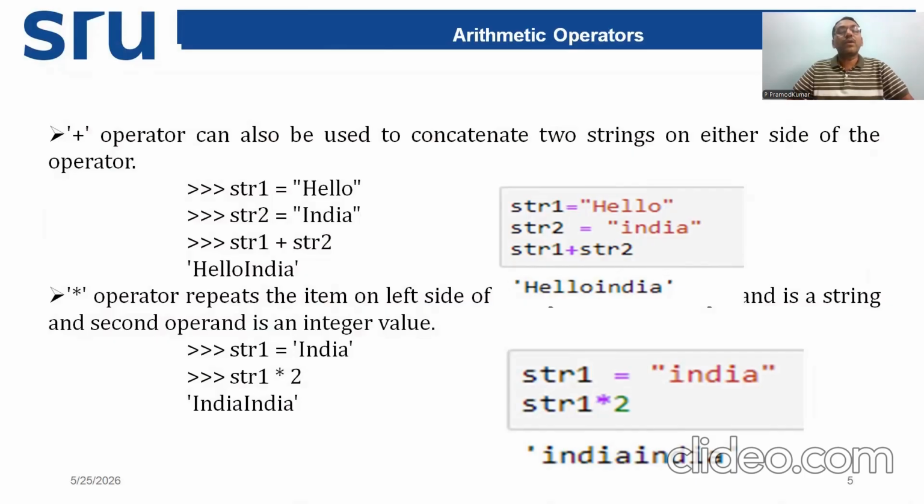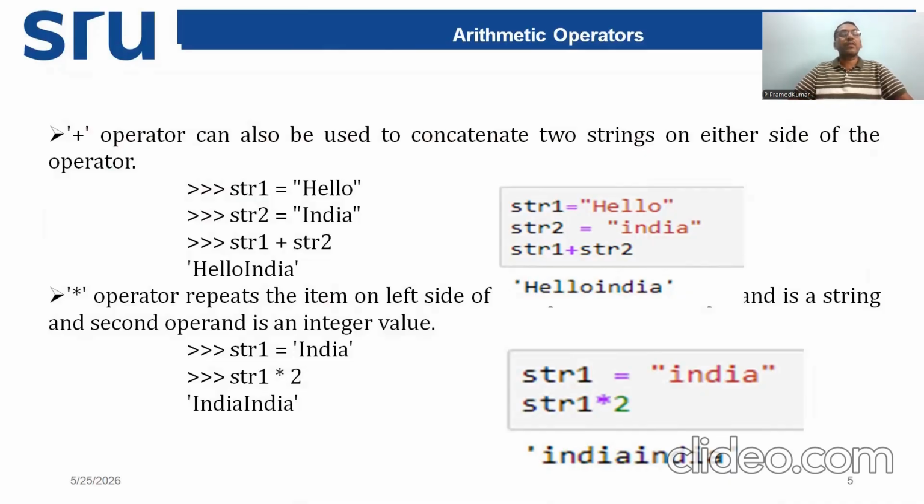Right. Now, coming to this example, string 1 is hello and string 2 is India. I would like to join them. I would like to concatenate them. For that purpose, I am using the plus operator in between. Hence, at the end of hello, India will be appended. Then the result becomes hello India.